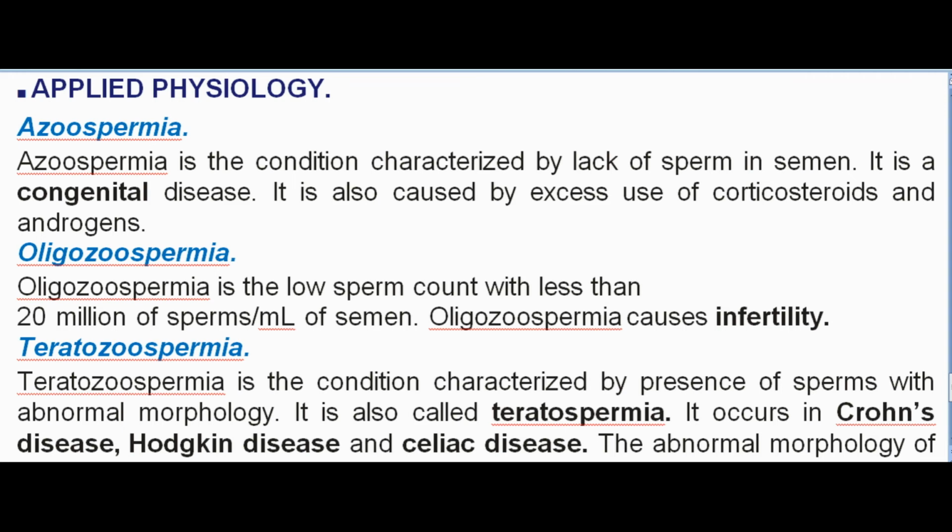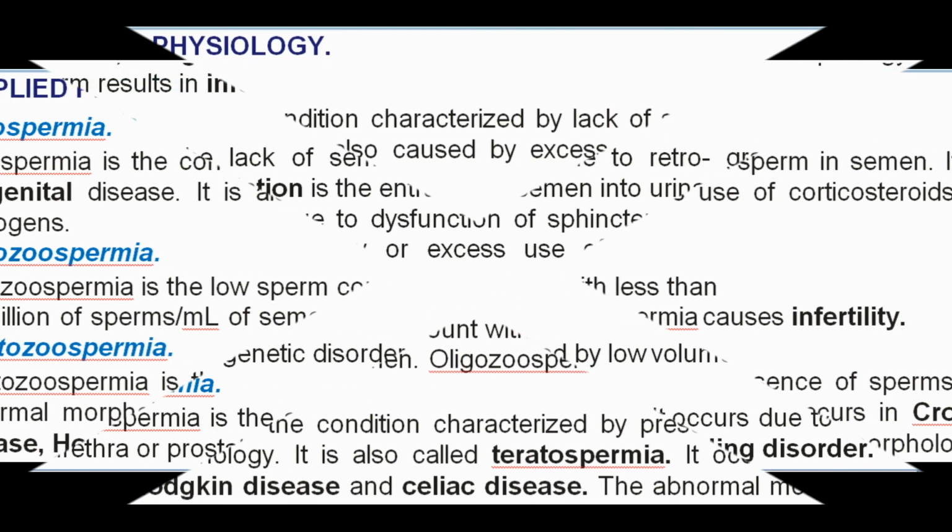Teratozoospermia. Teratozoospermia is the condition characterized by presence of sperms with abnormal morphology. It occurs in Crohn's disease, Hodgkin disease, and celiac disease. The abnormal morphology of sperm results in infertility.